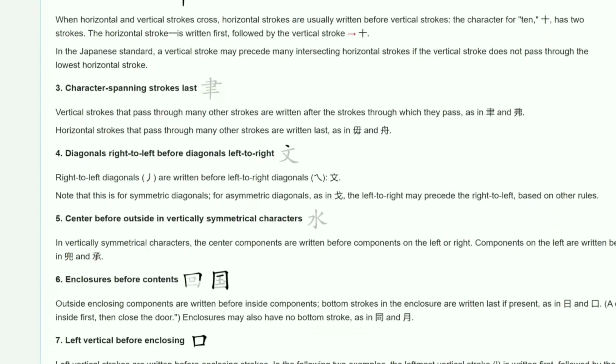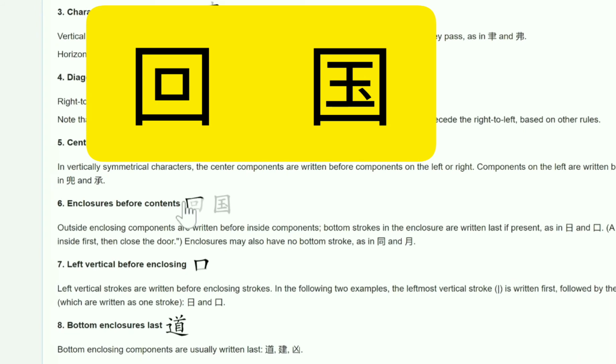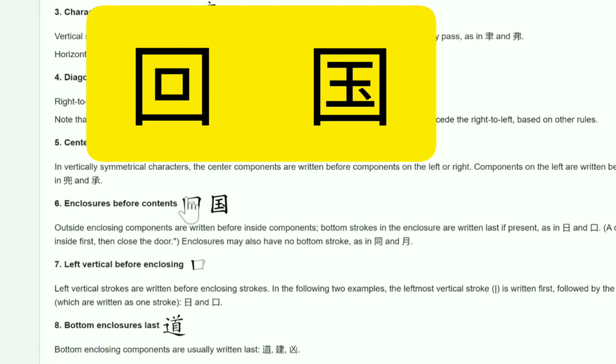Now let's look at number 6. Enclosures before contents. As you can see right now, how it's written. Now let's look at it again. You write down the outside frame first, and then you put the square in the middle, and then you have this horizontal line to close it.